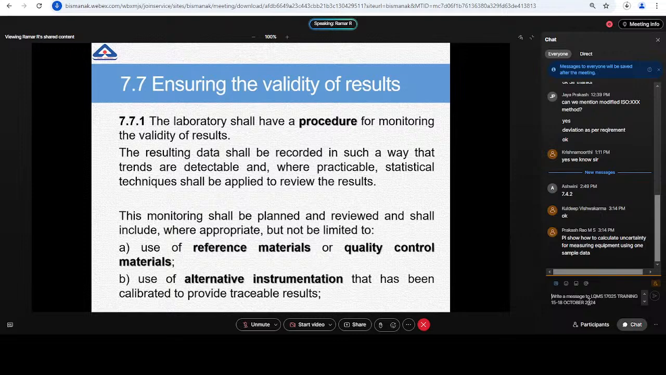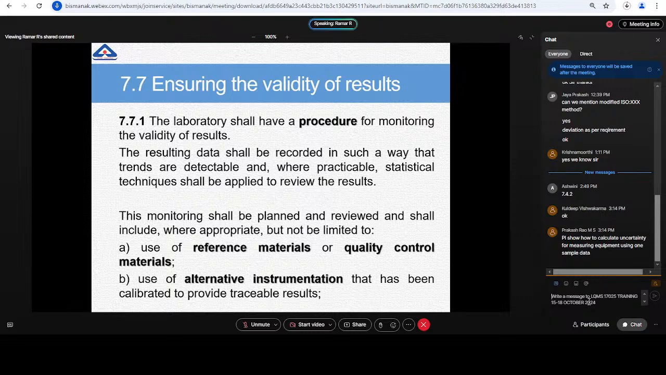So this is clause number 7.7.1, and in that there are so many activities addressed. The monitoring shall be planned and reviewed and shall include, where appropriate, but not be limited to. The word, you please understand, is shall include. That means all the things given under it are included. But at the same time, they have given some exclusions: where appropriate. It is not that whatever is given under this clause is applicable to all types of laboratory, because the standard is a global standard.